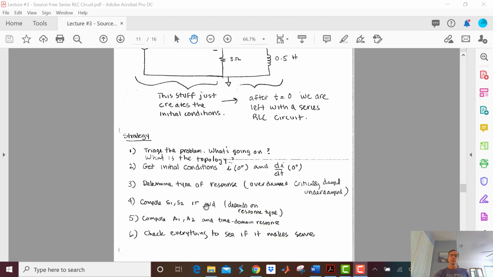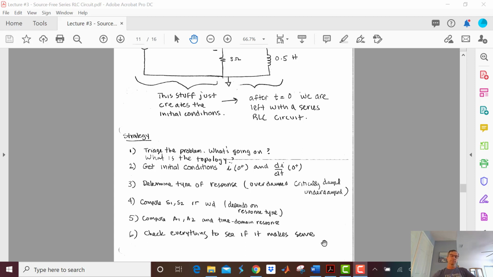So we'll compute those, or if it's underdamped, we'll get omega D, which is the natural frequency. Boing. Sorry, no, oing. Second order systems don't do that. Second order systems just go boing. We'll compute A1 and A2 and the time domain response.